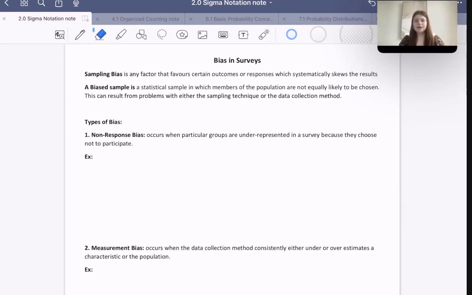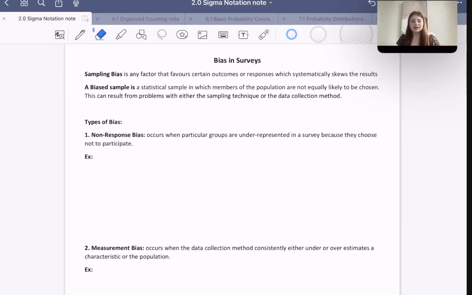So, sampling bias is any factor that favors certain outcomes or responses, which systematically is going to skew the results. Of course, there are lots of ways of sampling that are not as good and are clearly going to result in biased sampling, like a convenience sample where you only choose your friends to be part of the sample, rather than actually trying to do a proper sample and get a proper representation of everyone in the population.